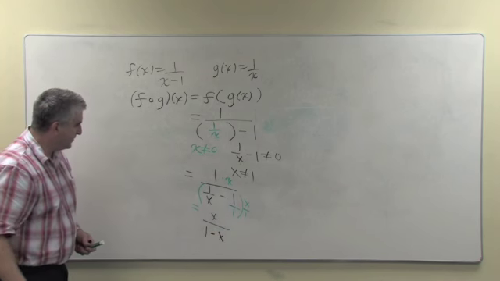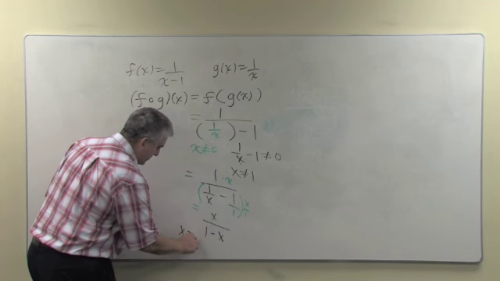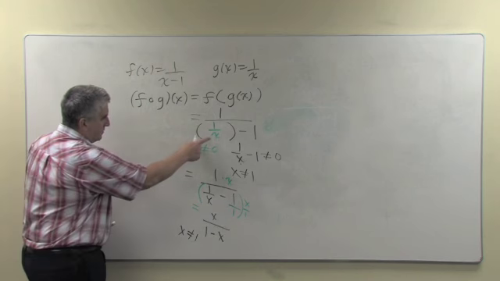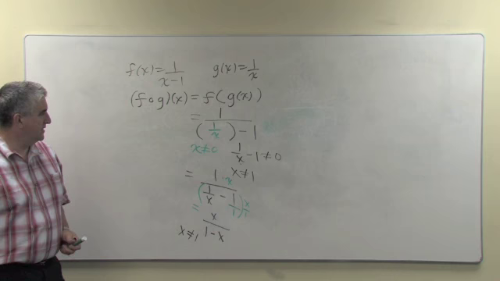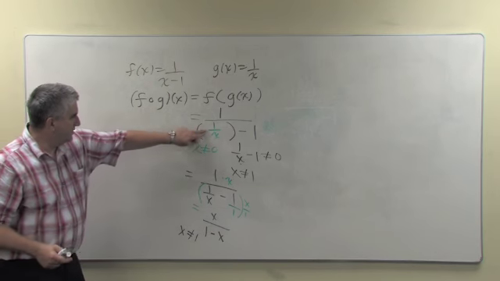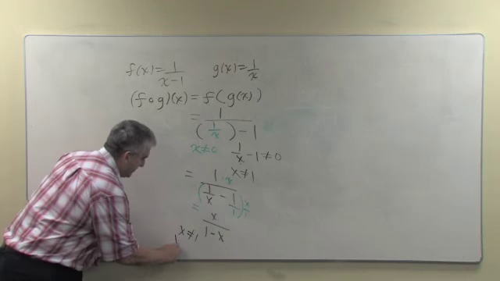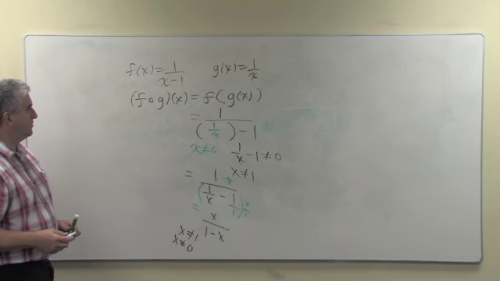Now the final answer, it looks like we only have one restriction, that x cannot equal 1. But remember, we also have to exclude x equal to 0, because in the original expression we have 1 over x here. So there are two restrictions on x that we have to be mindful of: x cannot equal 0 and x cannot equal 1.